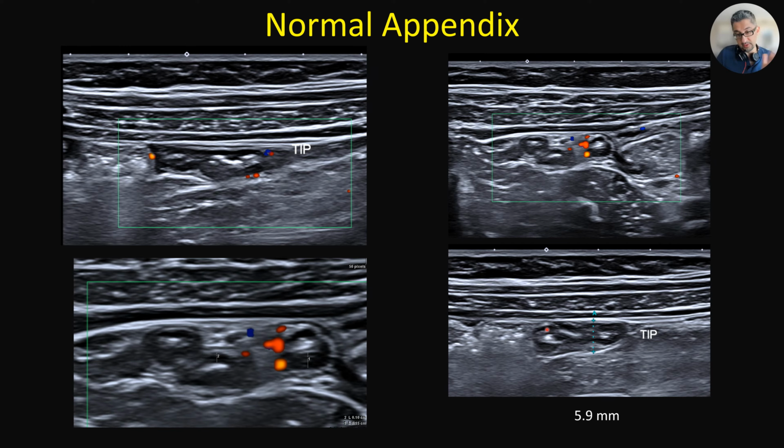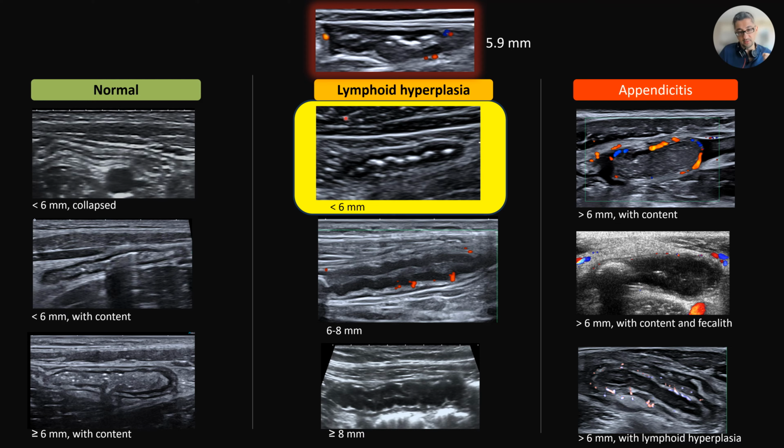Another normal appendix measuring 5.9 millimeter, but there is thickening of the lamina propria. So if you measure this lamina propria, it's over 0.8 millimeter, and there is no hyperemia. This vascularity should be considered as normal, and then no fluid collection, no increased echogenicity, no appendicolith, no lymphadenopathy. So this is a normal appendix with lymphoid hyperplasia.